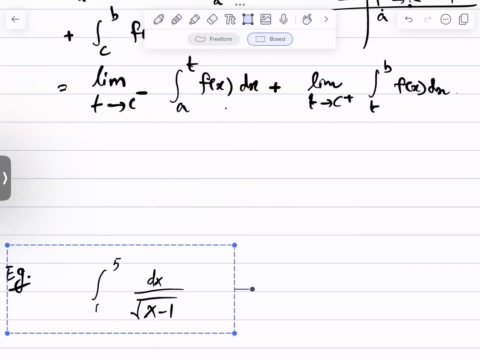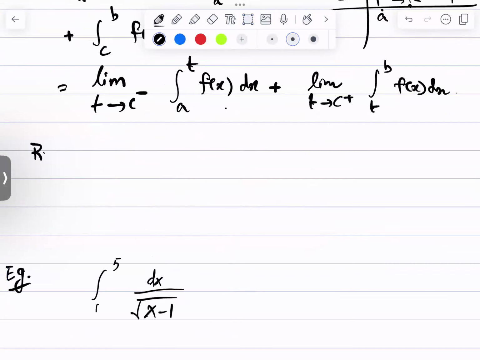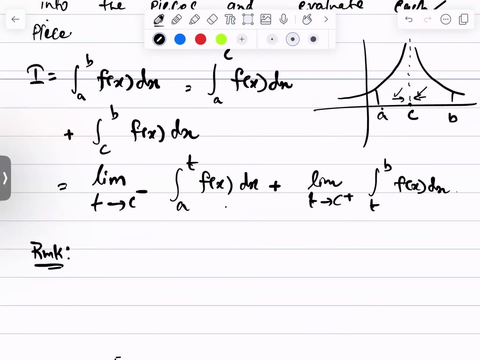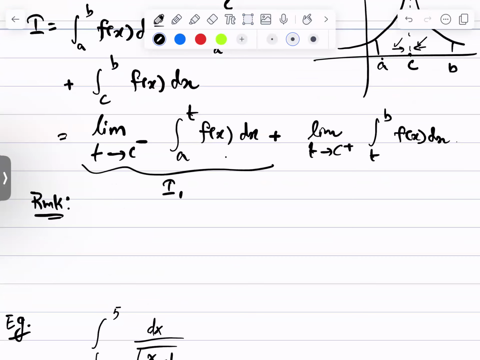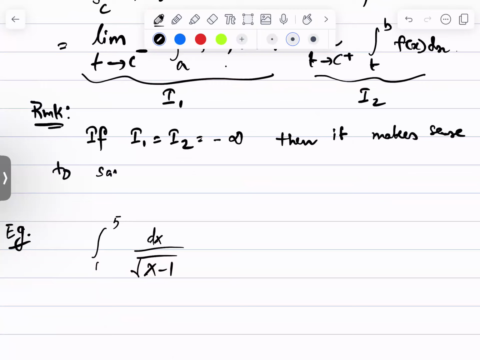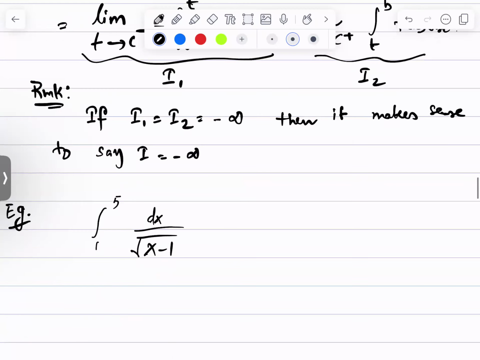Okay, one important remark I want to make here is, say for example, I just name it. This is I, so this is I1, this is I2. If say I1 and I2 are the same as minus infinity, then it makes sense to say I is negative infinity, right?